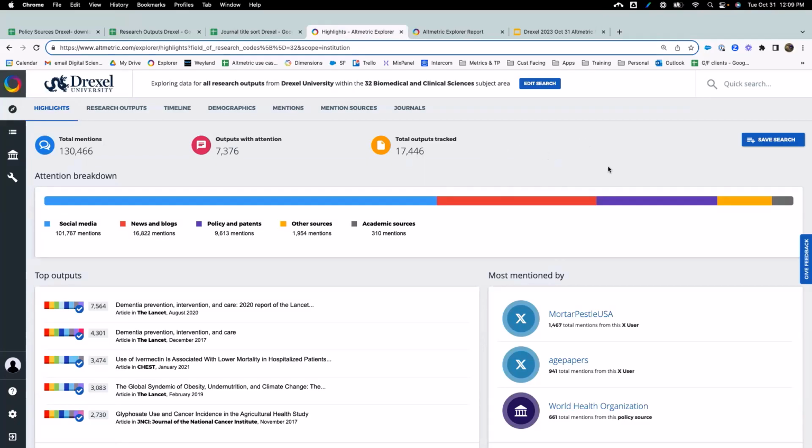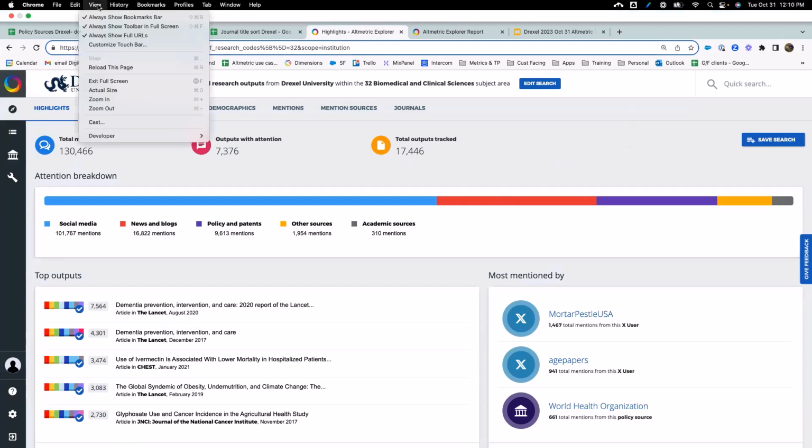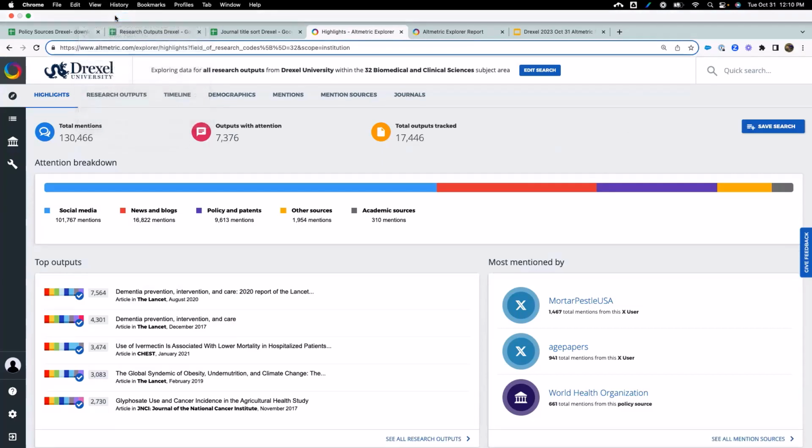Okay, beautiful. So when we go into, actually, I'm going to view, and I'm going to take some of these things off so we have more of a view. Okay, here we go. So when you're looking at research at Drexel, there's a couple of different ways that we can look at this. We can look at research that's just for your organization, research at my institution, or all research that Altmetric tracks, and then we can pull data out of that.